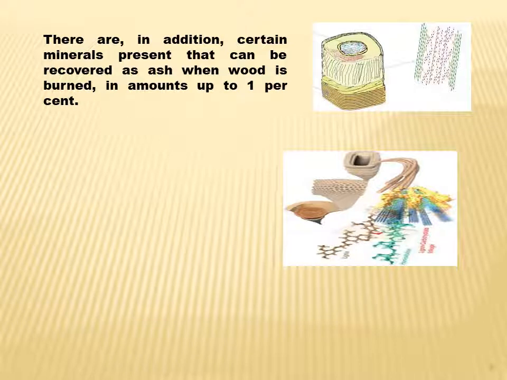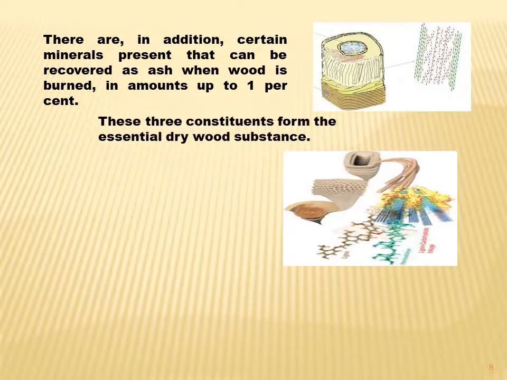In addition to lignin and cellulose, there are certain minerals present in the wood that can be recovered as ash. So the minerals present in the wood can be recovered in the form of ash when wood is burned, and about 1% of ash is present in wood. These three constituents form the essential dry wood substances. What are these three components? These are the cellulose, lignin and the ash.